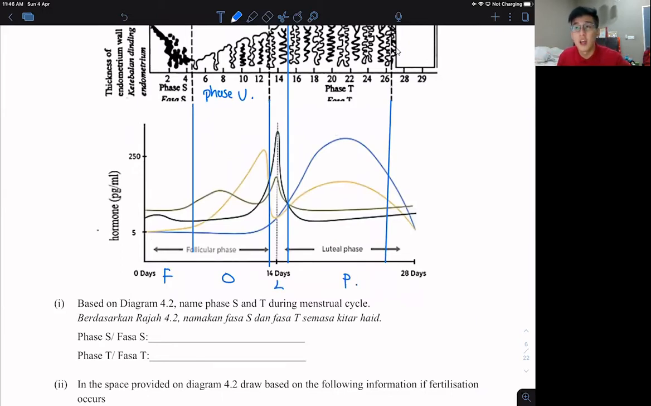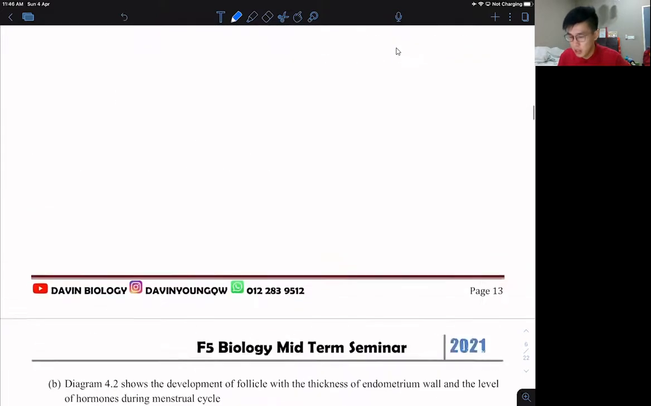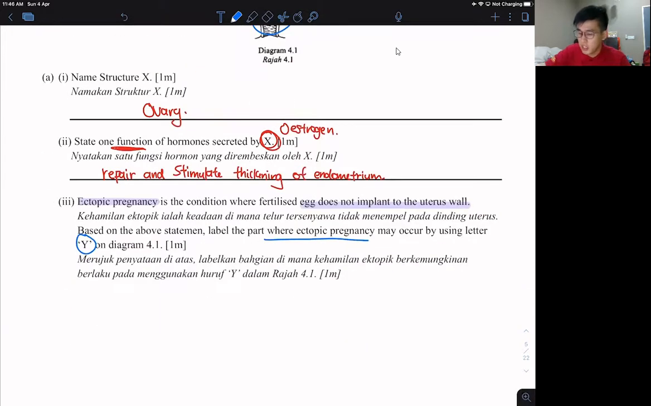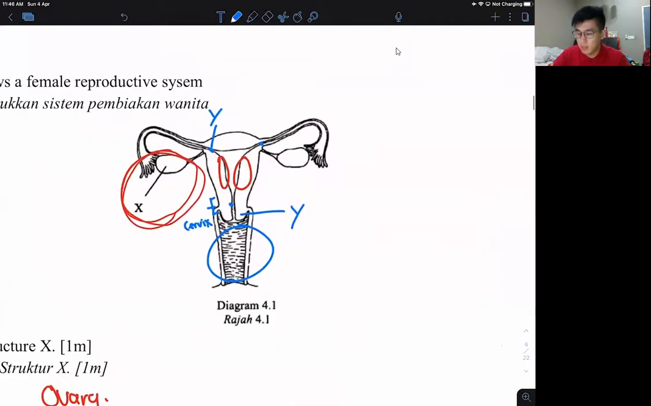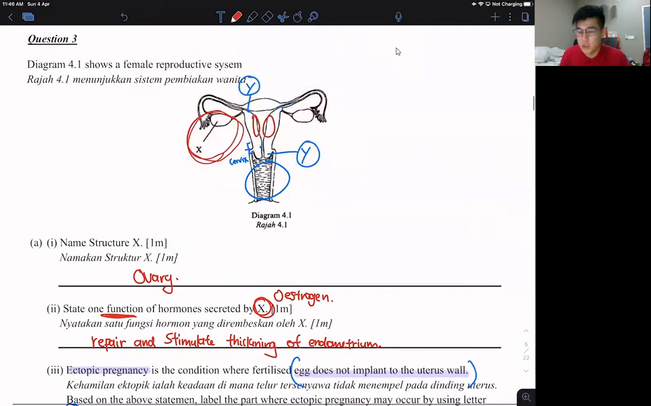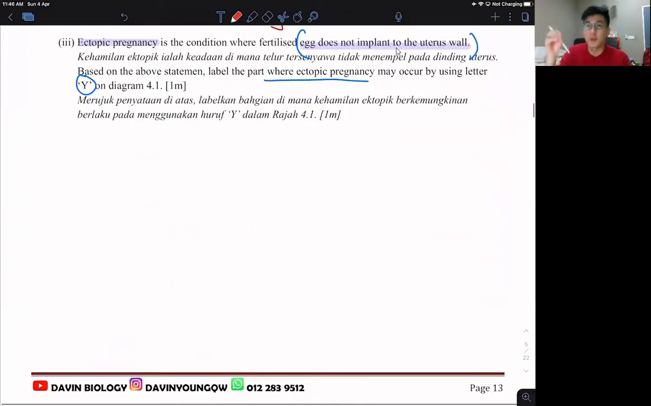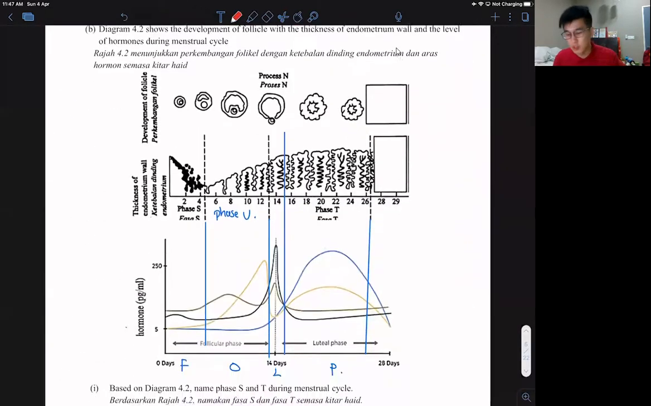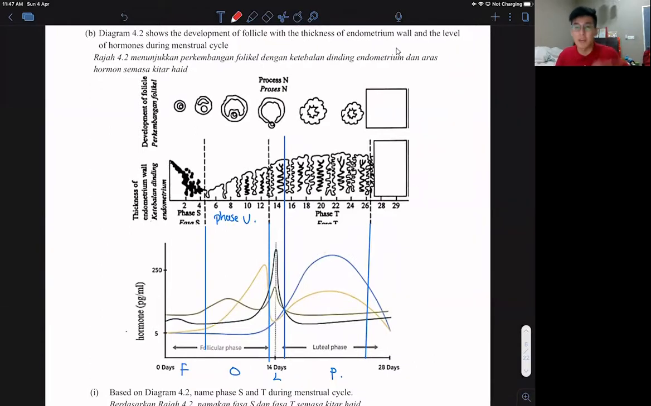See, same one. Where does ectopic pregnancy happen there? Already pointed out for you. Ectopic pregnancy, the egg does not implant at the uterus wall. So like I say, it might implant at the cervix, might implant at the fallopian tube. Why? It occurs by chance or random error. Sometimes it just implants at the wrong place. Very hard to say. Sometimes the embryo will be stupid and try to implant at the wrong place. It's chance. Very hard to explain why, but yeah, it does happen sometimes.